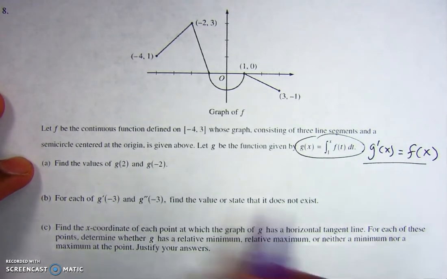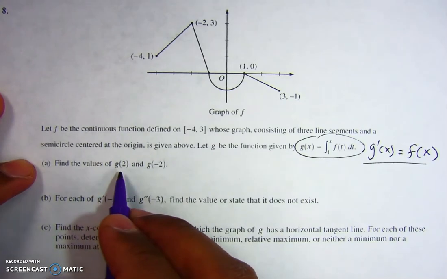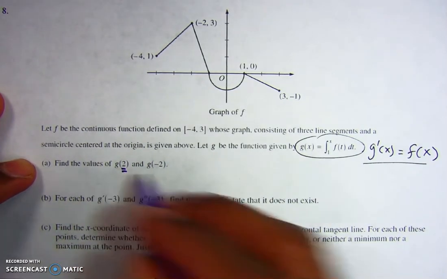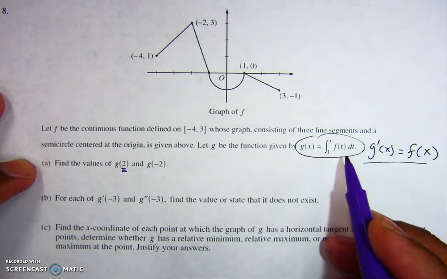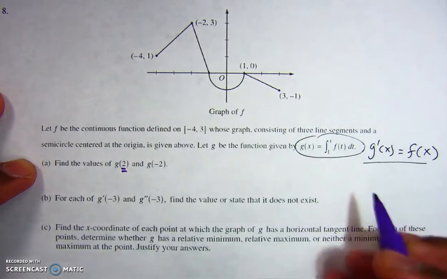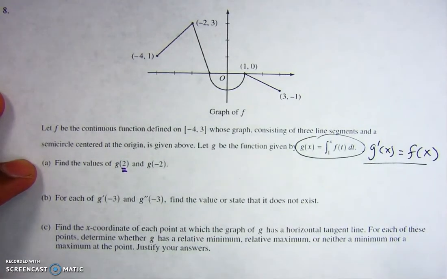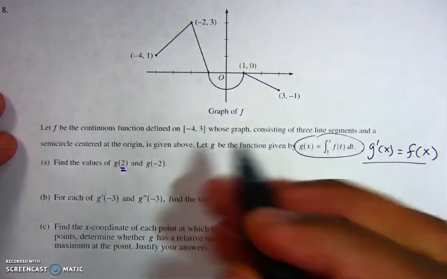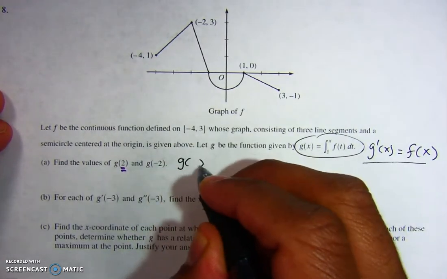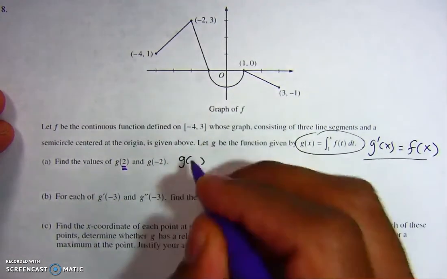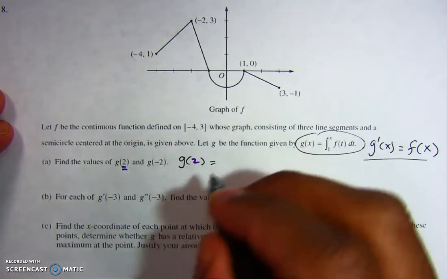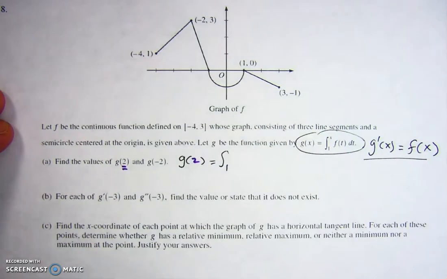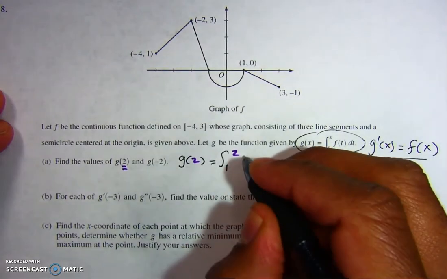Okay. So to find g of 2, all we're going to do is plug in the 2 for x here. So I'm going to backtrack and talk about the original g of x. And to find g of 2, we do g of 2 is equal to the integral from 1 to 2 of the function f.